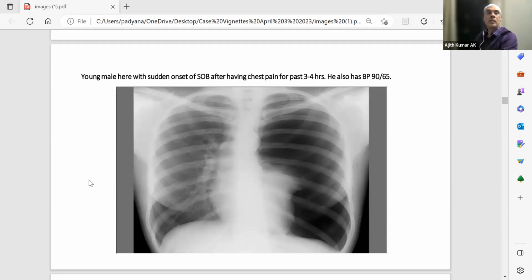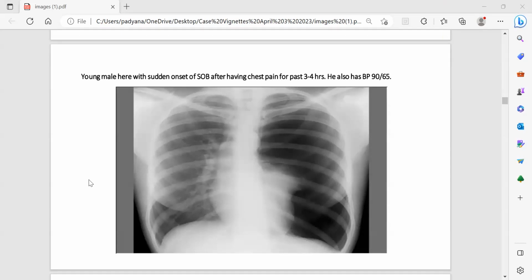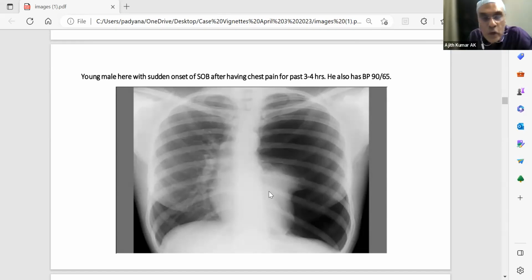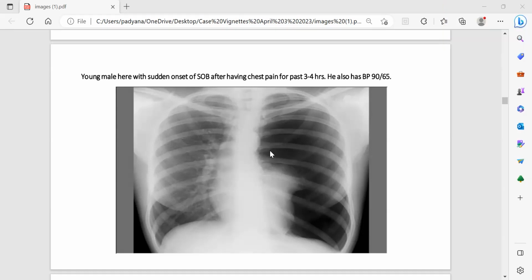Pneumothorax. Sorry? Left? Left-sided tension pneumothorax. It is not a pneumothorax at all. It's a tension pneumothorax because the BP is also on the lower side, and the heart also shifted to the opposite side. So 100% it is a tension pneumothorax. So what will you do? What is the immediate management?